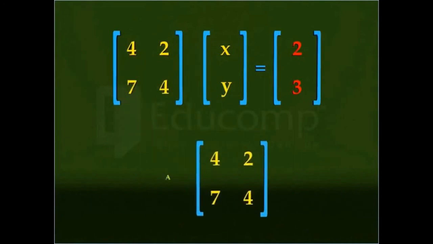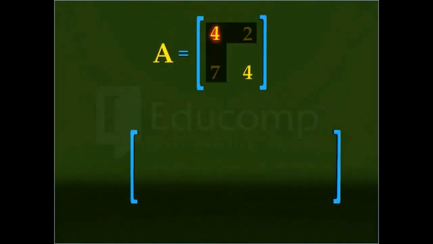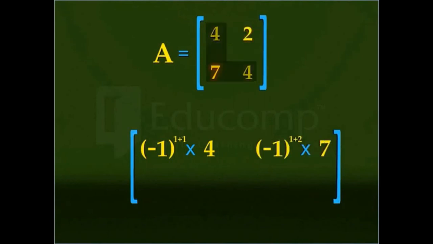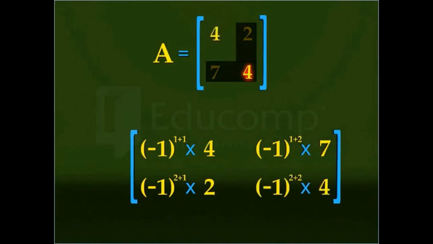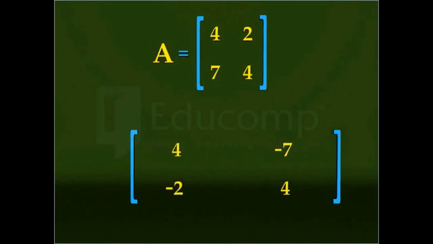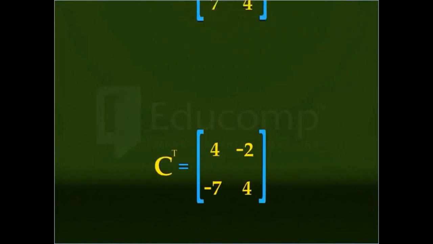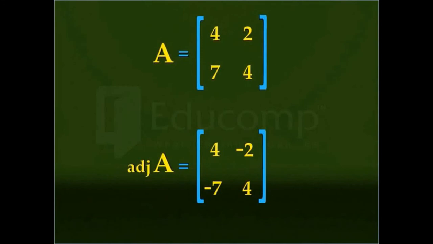To find the adjoint of matrix A, create a matrix of cofactors by writing the cofactor of each element in their respective rows and columns and name it C. The transpose of the cofactor matrix C will represent the adjoint of matrix A.